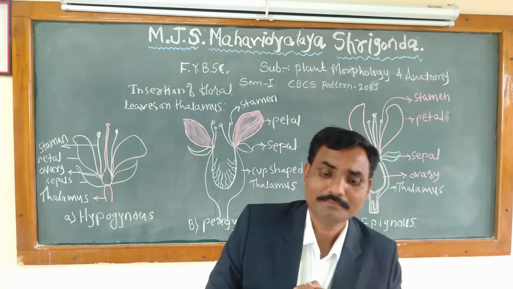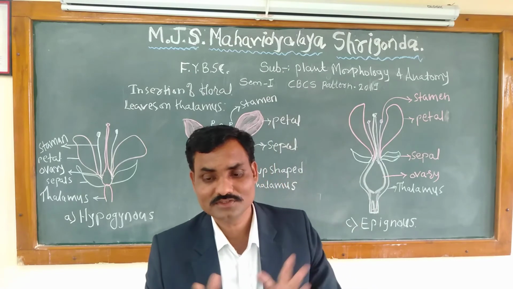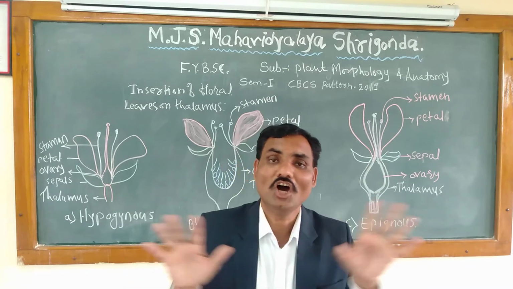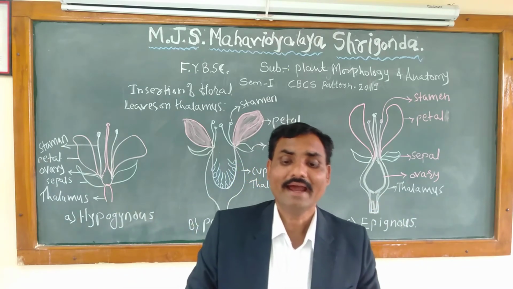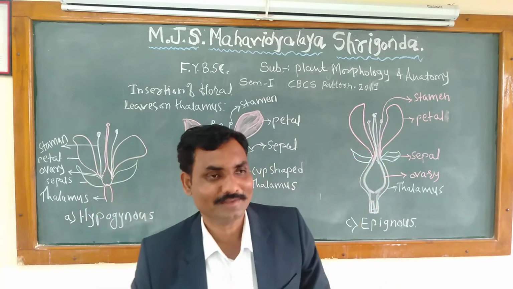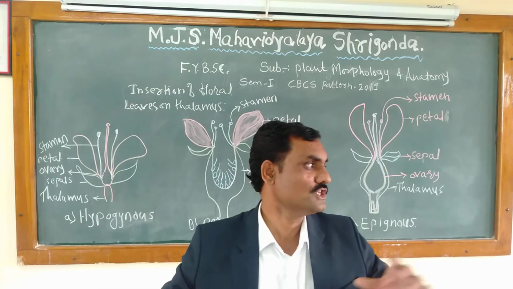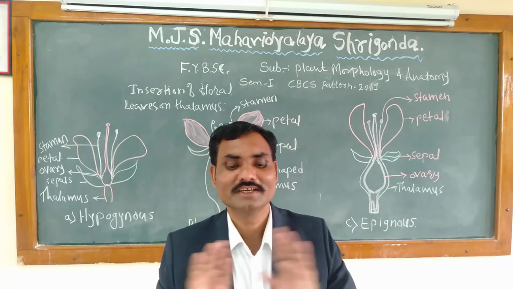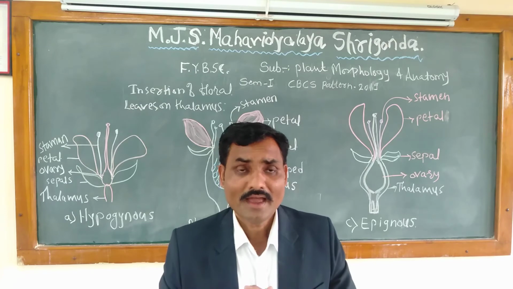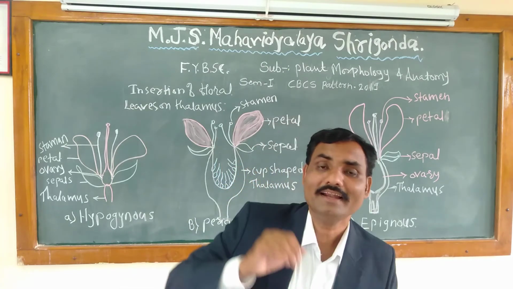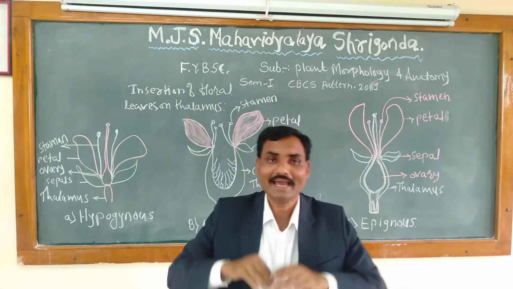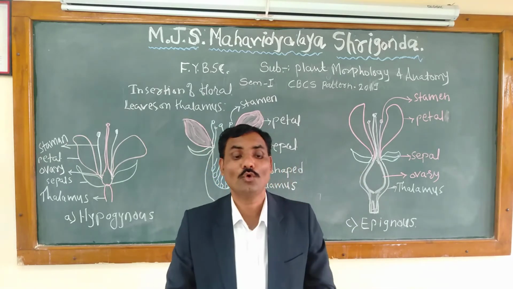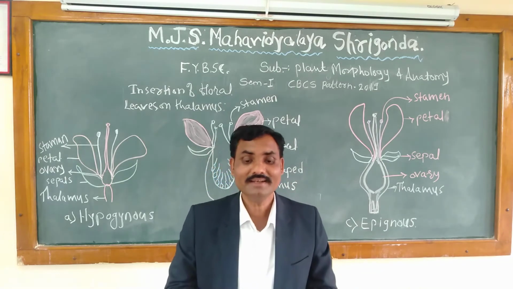In that, members of different floral whorls are not similar to each other, and also not evenly distributed on the thalamus. The distribution of the floral whorls on the thalamus is not even. Such a flower can be bilaterally symmetrical and can be divided into two equal halves only when passed through one longitudinal plane through the center.